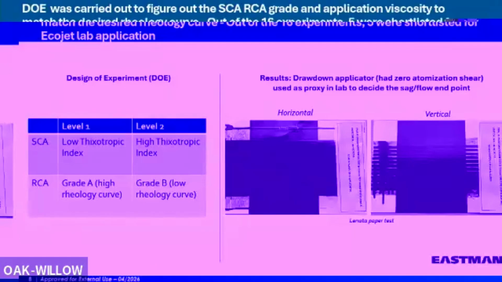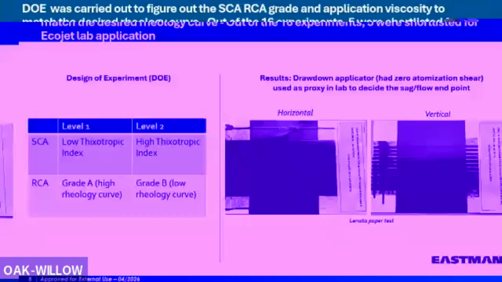So we carried out a design of experiments in our lab. We took different grades of SCA, different grades of RCA, different ratios. I'll not walk you through the whole exercise, but what I show over here is a simple DOE, a 2^k factorial experiment. We tried SCA at different thixotropic indexes, RCA with different grades. And obviously, when you do a DOE of this nature, you end up with 16 experiments. If you duplicate, almost 32 experiments.